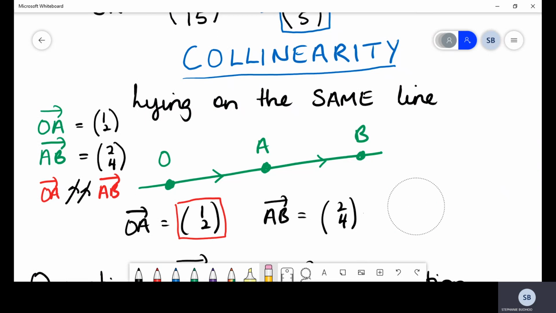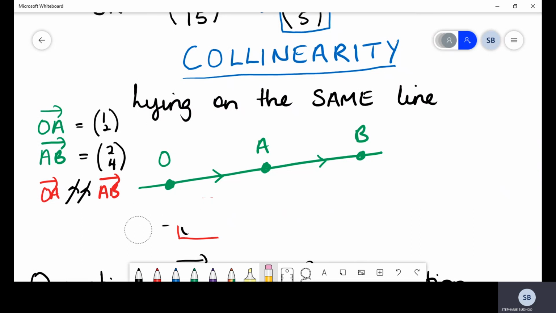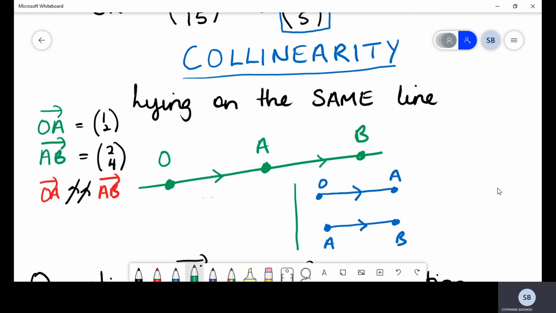Now, if two lines are essentially parallel to each other, and you were to draw them on a diagram, then they should look like this. If OA is a vector and it's parallel to another vector, AB, then if you had to represent it on a diagram, it should essentially look like this.